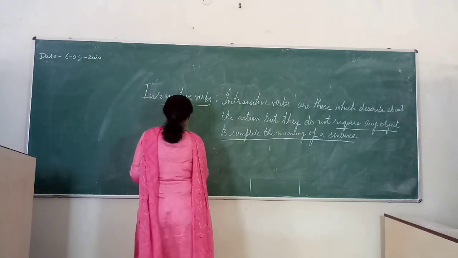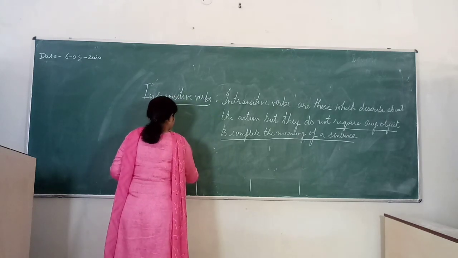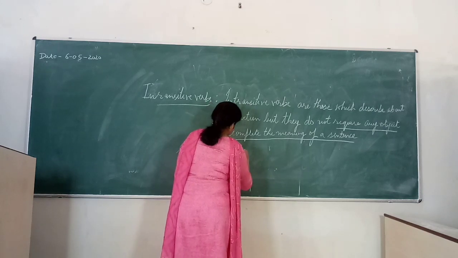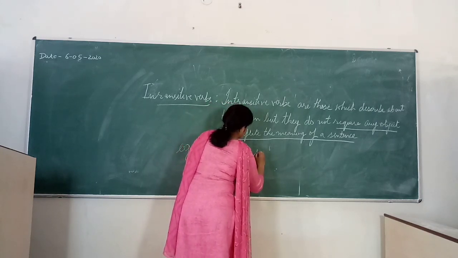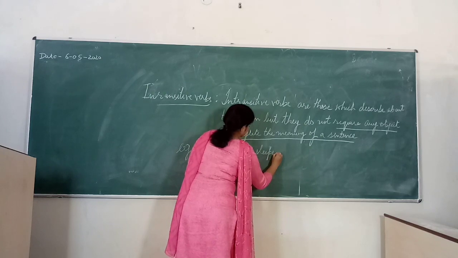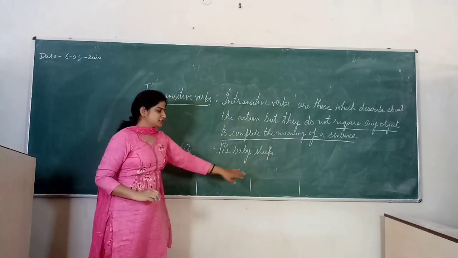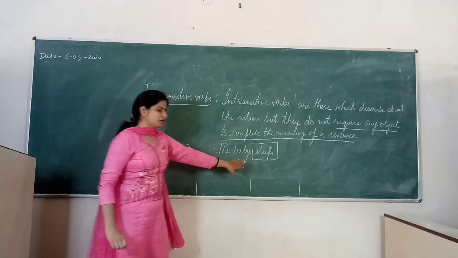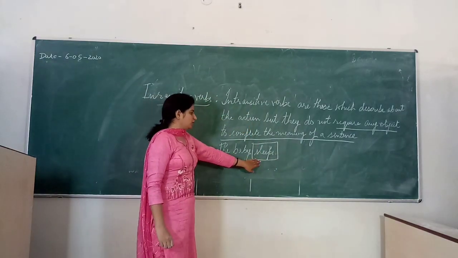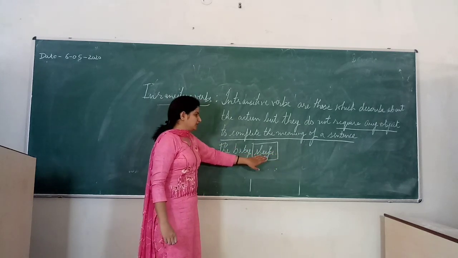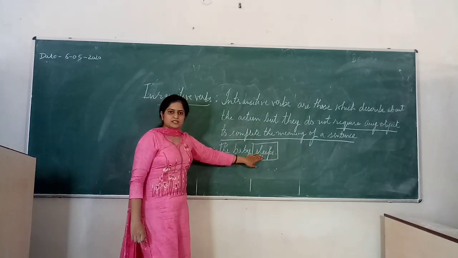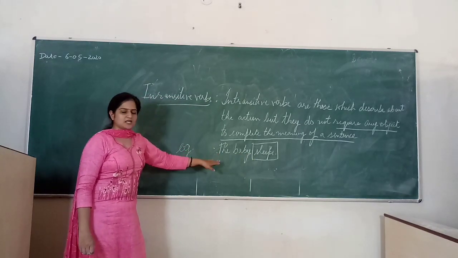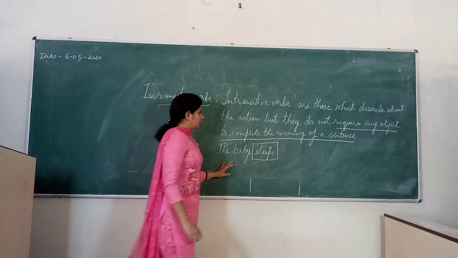For example, the baby sleeps. Now here the verb sleeps is intransitive verb because it is not taking any object after it, and also it is conveying the complete meaning in this particular sentence, that the baby is sleeping.